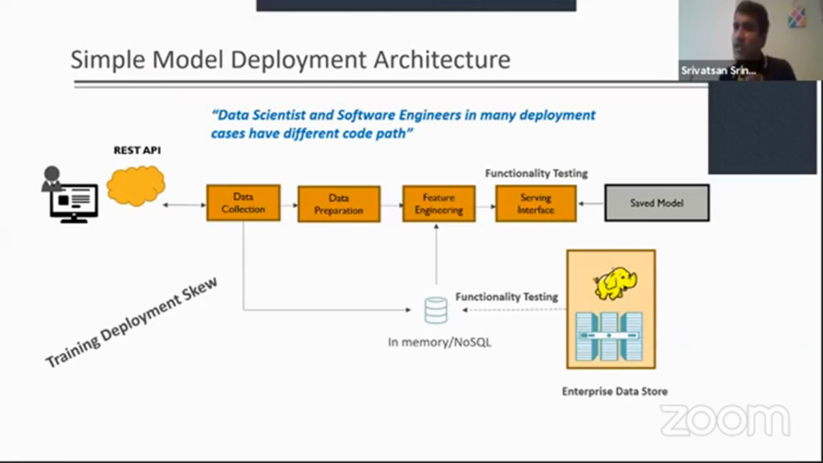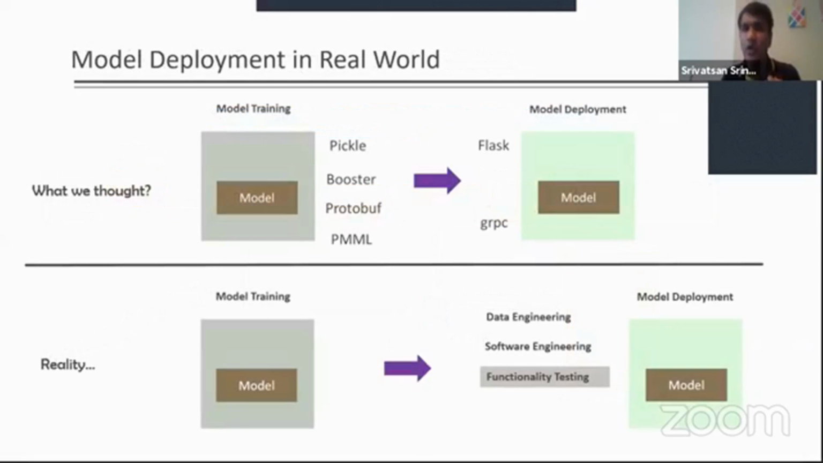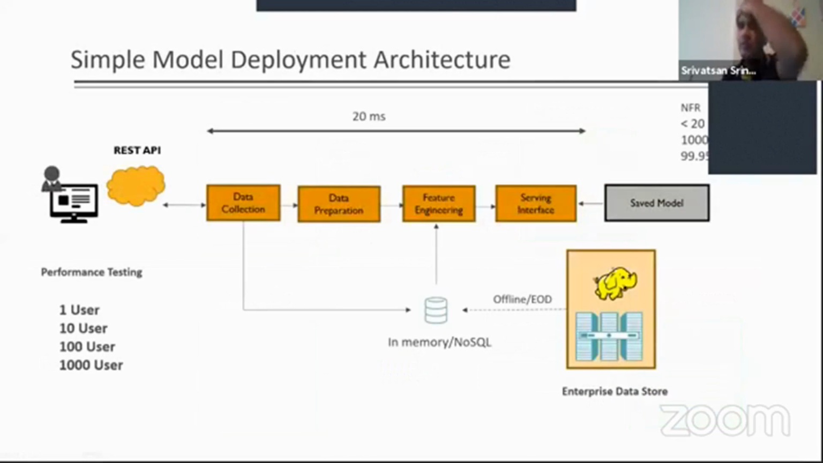Even if one feature is converted wrongly during the conversion process, you may end up with the entire score getting mismatched, right? So you are ending up in a functionality testing problem. If you see over here, in reality it has become a data engineering problem, a software engineering problem, and also a functionality testing problem, right? Now that's not all.